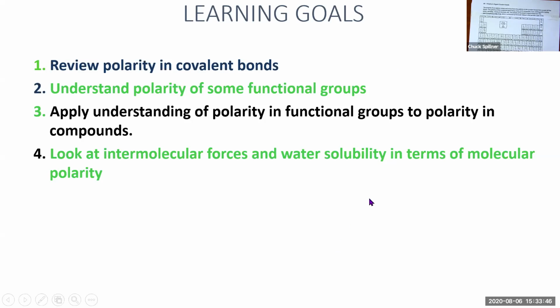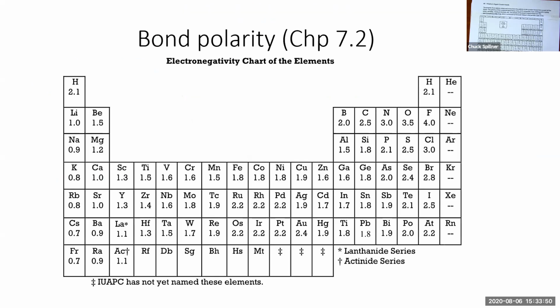And let's change slide. So electronegativity, bond polarity. Well, that comes from the electronegativity of the atoms that are bonded together. And this is a periodic table that shows electronegativities of all the different atoms when they are bonded together. And the lowest electronegativities are down here on the lower left of the periodic table. The highest electronegativities are in the upper right.